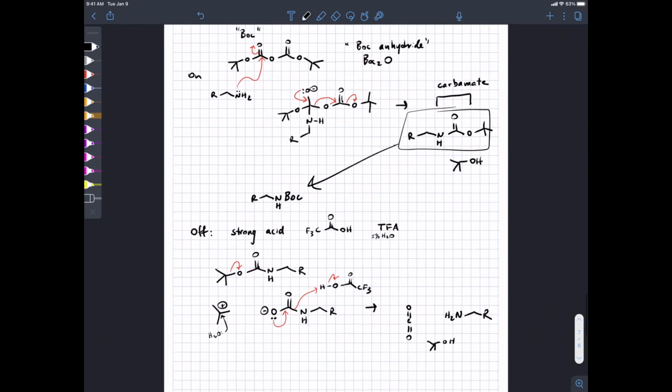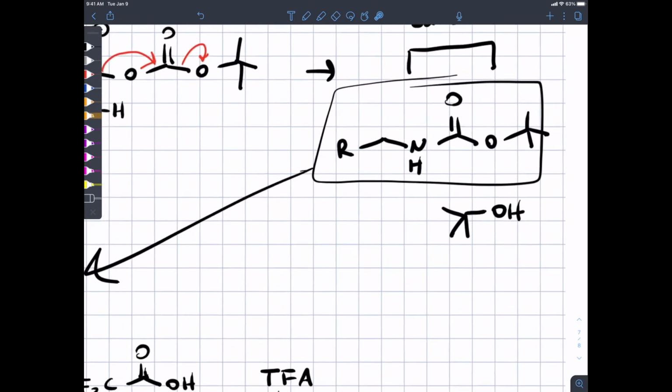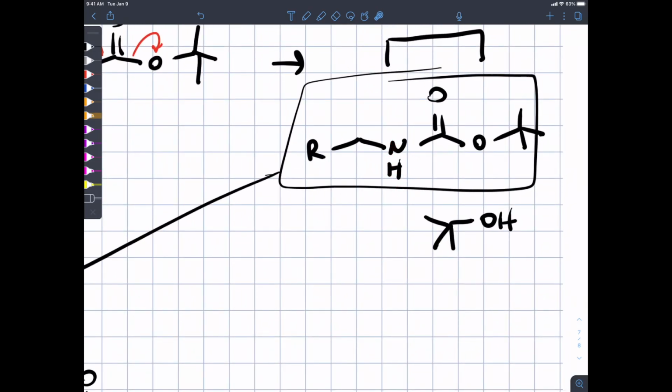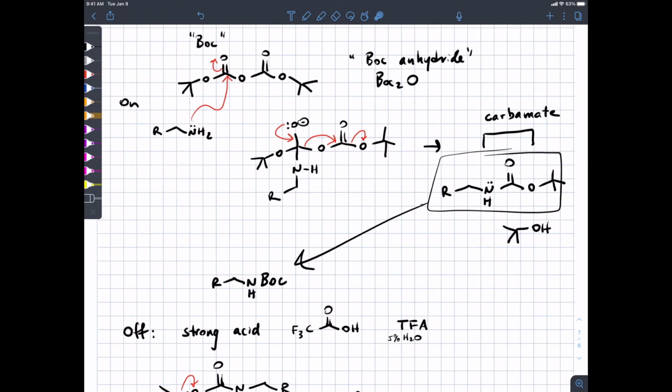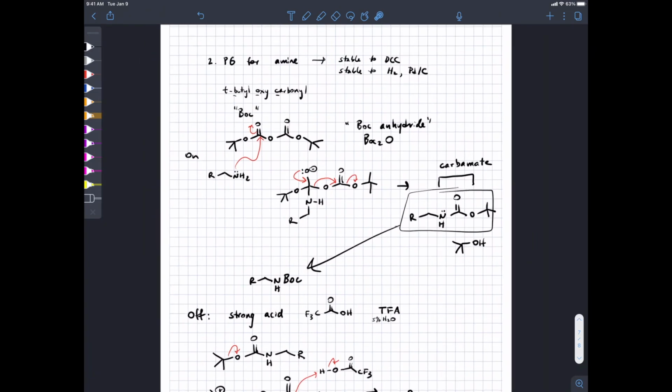So Boc goes on easy, and it also comes off easy. But while Boc is there, this amine is not reactive, and because it's no longer an amine, it's more like an amide, right? Those lone pairs are tied up in resonance with the carbonyl group. All right, questions about these protecting groups?